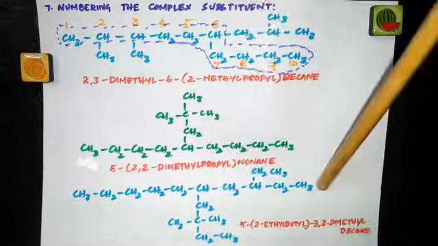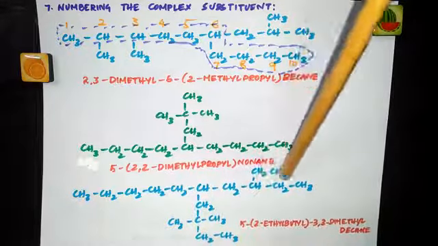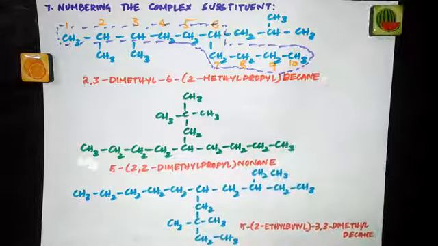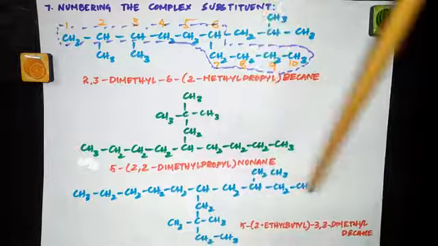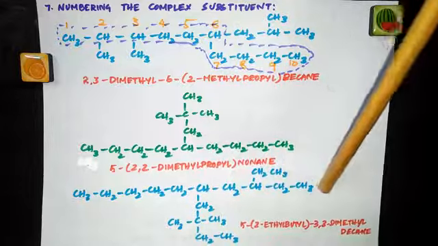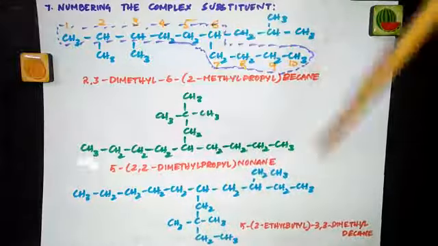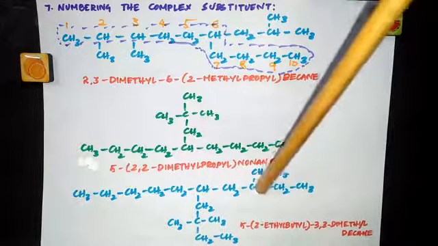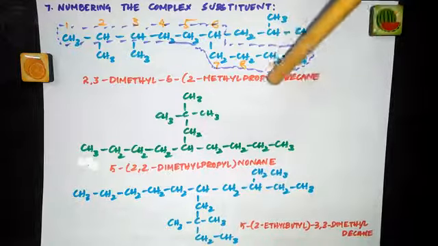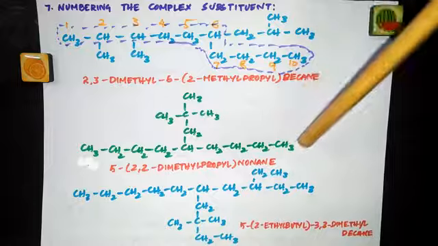1, 2, 3, 4. This is the longest chain, or 1, 2, 3, 4. Either way you are getting ethyl as the substituent, so we are preferring this. 1, 2, 3, 4. In the second position I have an ethyl group. So I have 4 carbon atoms, butane. So second carbon atom, ethyl. So I can say 2 ethyl butane, and not butane.